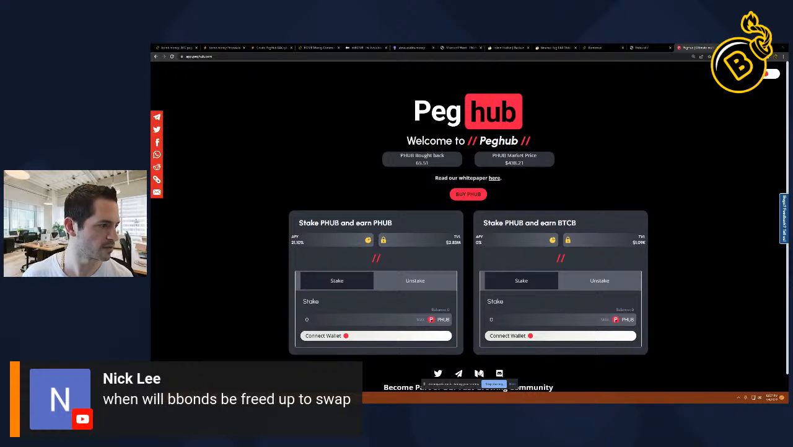When will B bonds be freed up to swap? I mean, when the swap opens, you'll be able to use bonds or BOMB the same way, right? They'll be looked at the exact same.